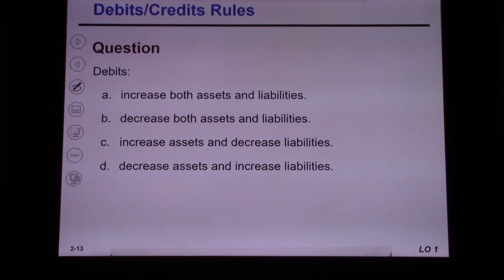Debit increases both assets and liability. What do you think? Can debit increase both assets and liability? Of course not. We have stated that debit increases assets, but debit decreases liability. Debit decreases both assets and liability? No. Increase assets and decrease liability? True. Decrease assets and increase liability? No. So the choice will be C, letter C.